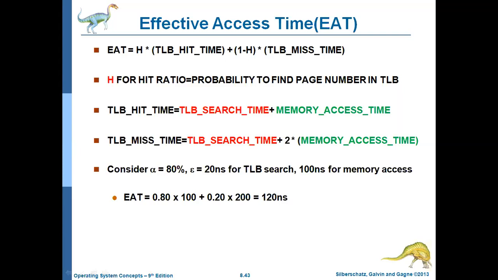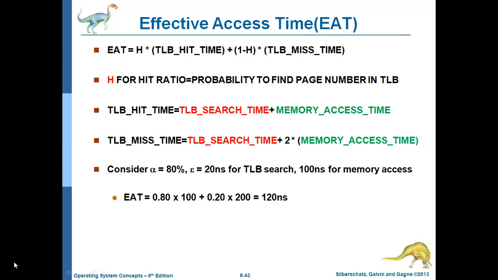Now comes the next most asked question, something you can come across, that they'll be asking you for the effective access time to be calculated. For that, there's a formula which goes accordingly. EAT equals H times TLB hit time plus (1 minus H) times TLB miss time. H stands for hit ratio. Keep that in mind. It's usually the probability of finding the page number in the TLB.